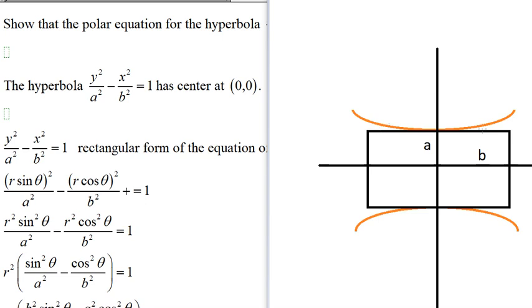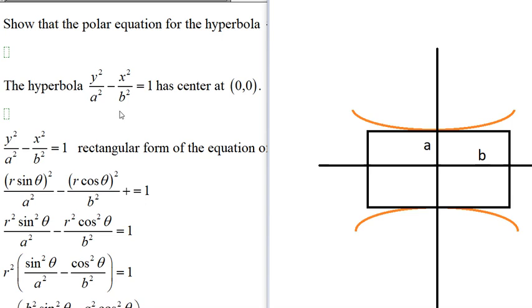And so the hyperbola will have branches opening up and down. So it looks something like this. This is the hyperbola here. One branch will open up, one will open down, and the center is at (0, 0). Then a would be the distance from here to here, and b would be the distance from here to here. So that's what the a and the b are.